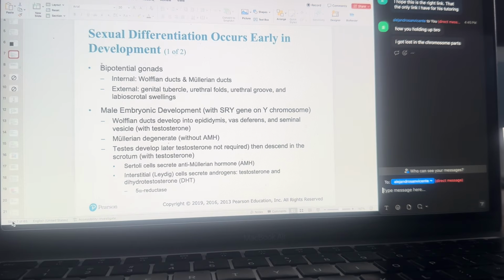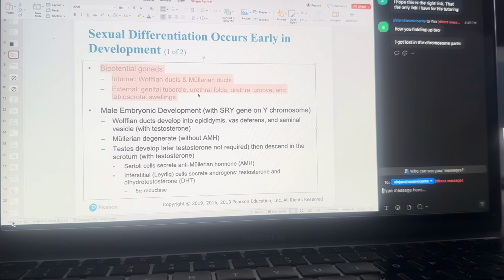And this is just the diagram, the slide that's telling you these are the structures in a growing fetus that will become the sexual organs, and they depend on these genes, these male genes.